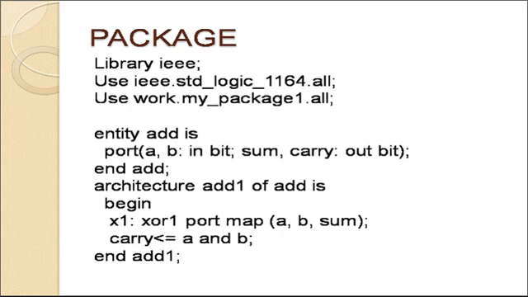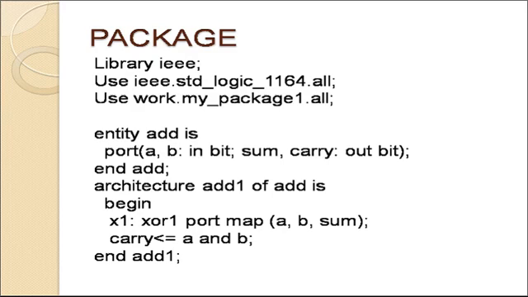What you understood from these two statements? You understood that, quite obvious, mypackage1.all is being used in my code. It will be used in my code. And also you understand that std_logic_1164.all is nothing but a package which is included in the library IEEE. That is also implied in this. Okay. Now the example entity add is here.